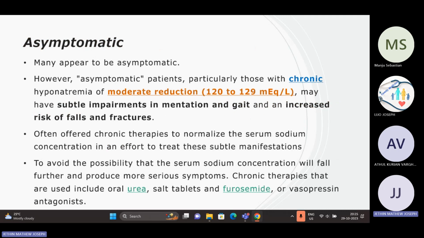And some patients may be asymptomatic, particularly those with chronic hyponatremia, so of moderate reduction. And they can have subtle impairments in mentation and gait. And these people have an increased risk of falls and fractures also. So they are often offered chronic therapies to normalize the sodium concentration. And chronic therapies include oral urea salt tablets, furosemide, or vasopressin antagonists.